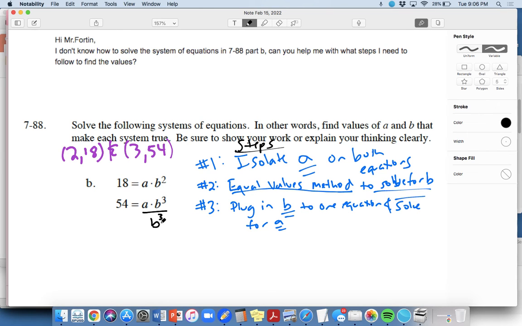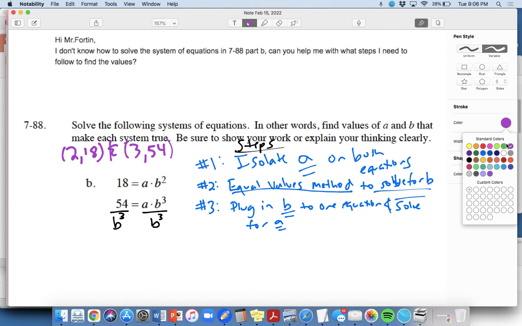To get rid of this B cubed, I'm going to divide this side by B to the third power. What's my math rule? If I divide one side by something, I have to divide the other side by the same amount to keep my equation balanced. Remember, solving involves doing the opposite to cancel that out. I can divide this by a factor of B to the third power as long as I divide this side by a factor of B cubed here.